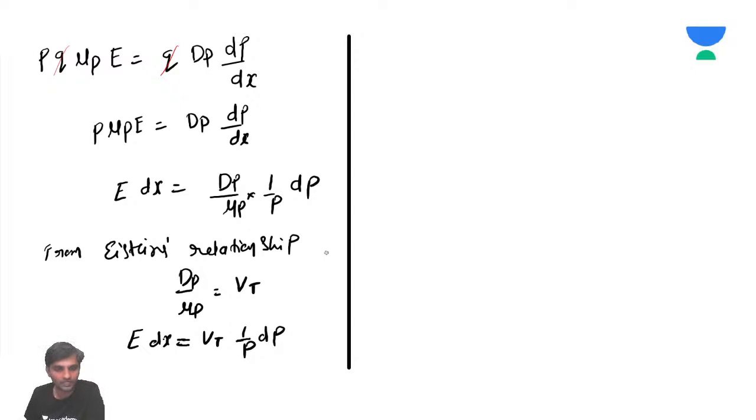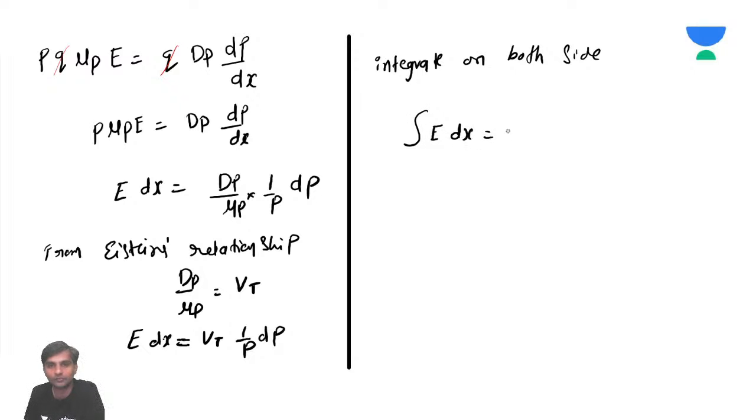Right? So can I do one thing? Can I integrate on both sides? Integration of E dx is equal to V_T into integration of 1 by p dp.